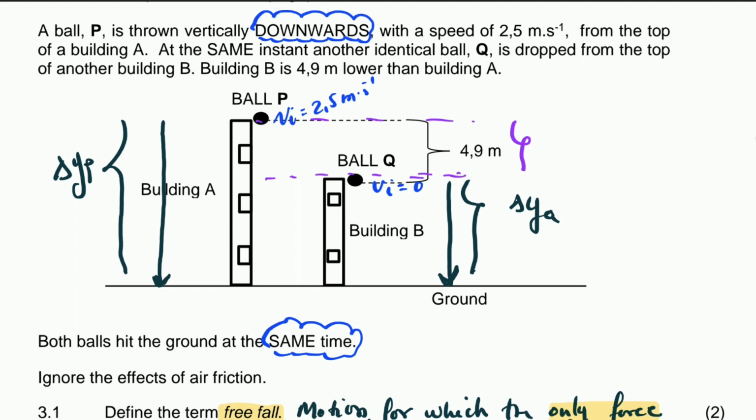So displacement P, let's write it on this side here. Displacement P is equal to displacement Q if you add 4.9. That is quite simple here and is very important.